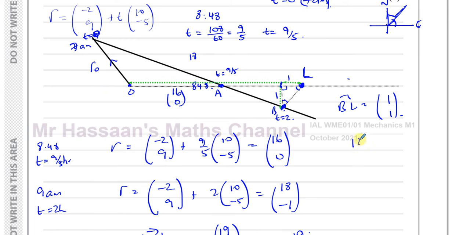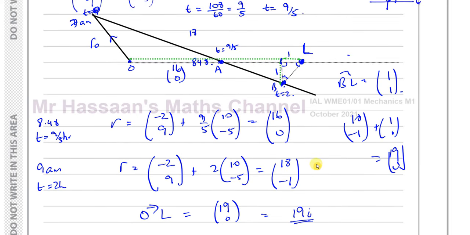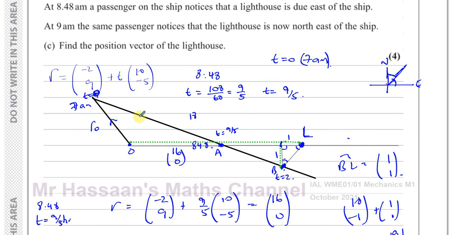So you can say 18 minus 1 plus 1, 1. That gives you 19, 0. So we can get the same answer in a few different ways. I just basically worked out that must be 1 unit. So we end up with 19, 0. Therefore 19i. So that's the answer to this question, part C.